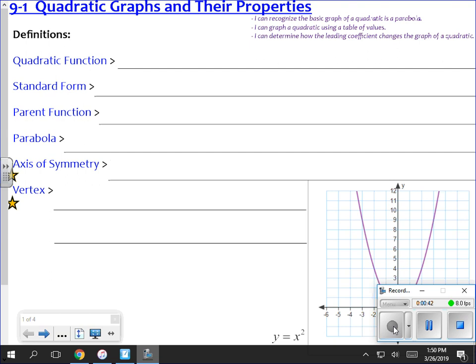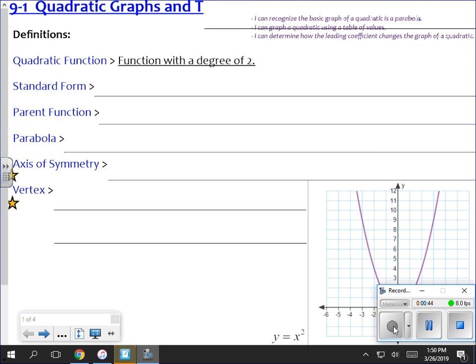First one, a quadratic function is a function with degree 2. So if you have a squared in it, x squared plus 5, x squared plus 2x, x squared plus 2x minus 3, those are all quadratic functions.